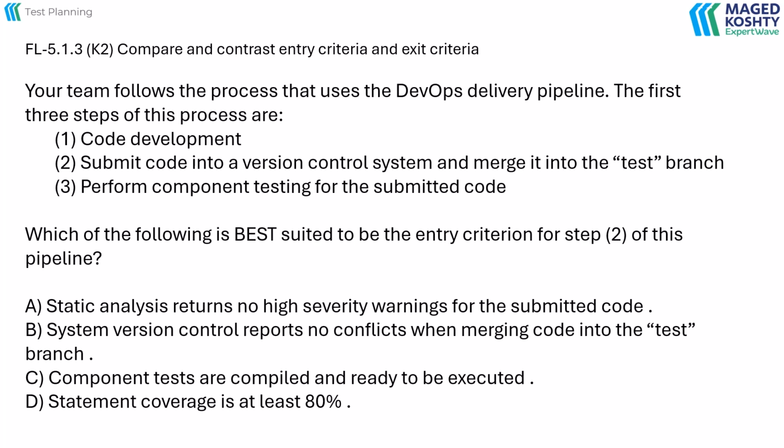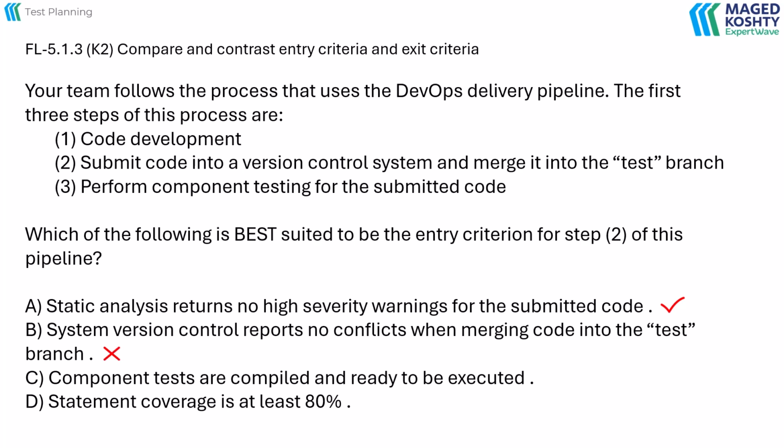A. Static analysis returns no high severity warnings for the submitted code. This is a good exit criterion for coding, which makes it a good entry criterion for submitting the code. B. System version control reports no conflicts when merging code into the test branch. This is an exit criterion after submitting the code.